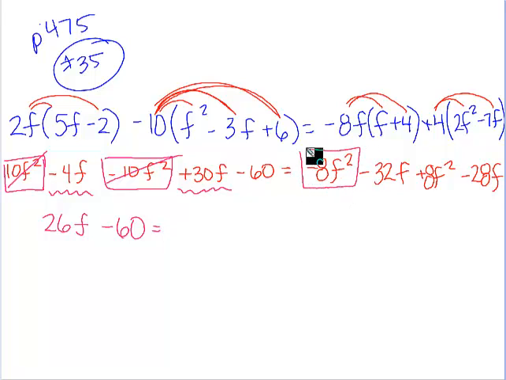We have a minus 8f squared. Are there any other like terms with this? Positive 8f squared. A negative 8f squared plus a 8f squared cancel. So those are now gone. Here we have a minus 32f. Is there any other like term with that? Yeah, minus 28f. So what do we get when we combine a negative 32f minus a 28f? Good, negative 60f.